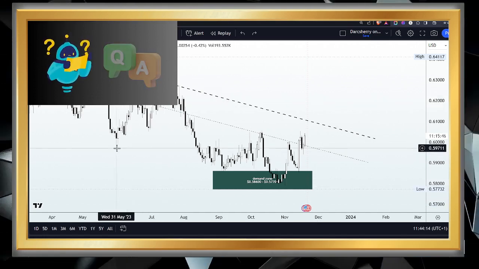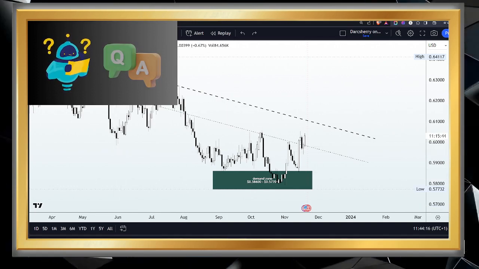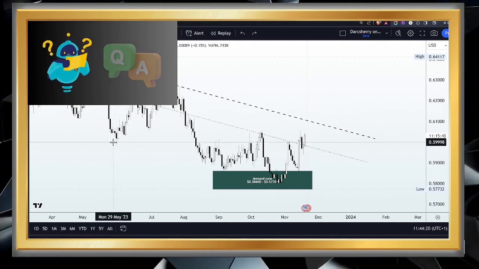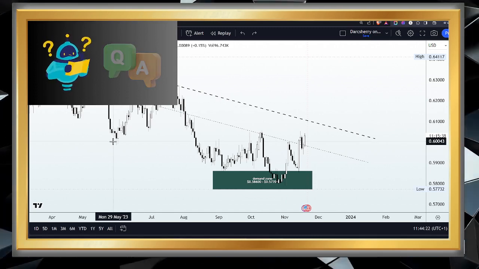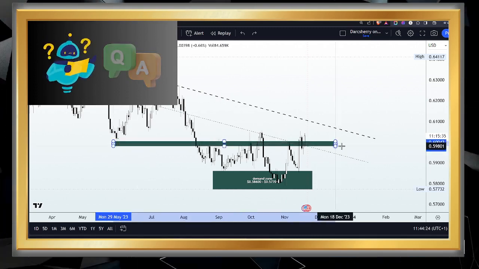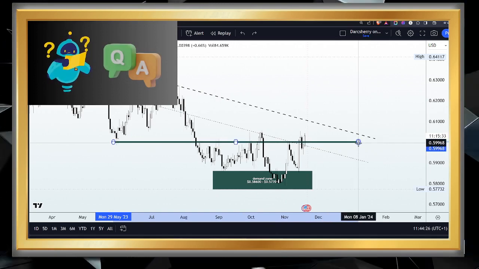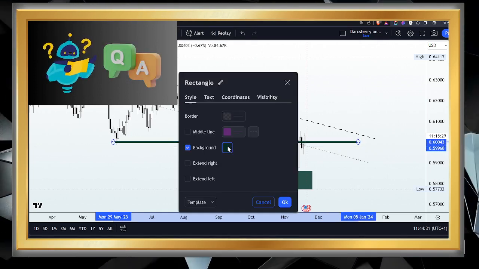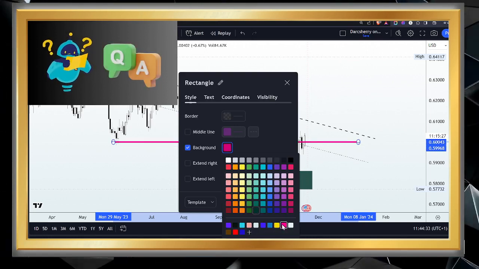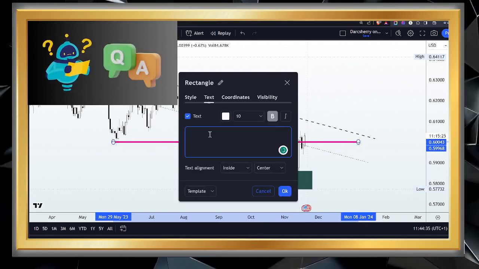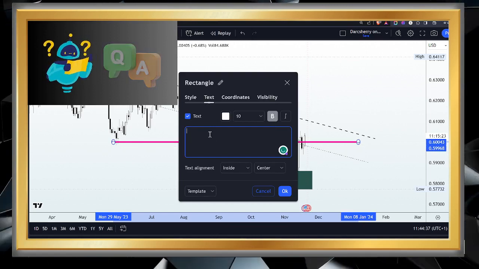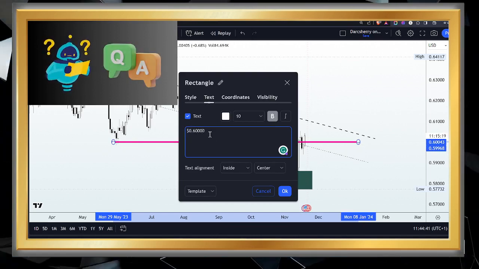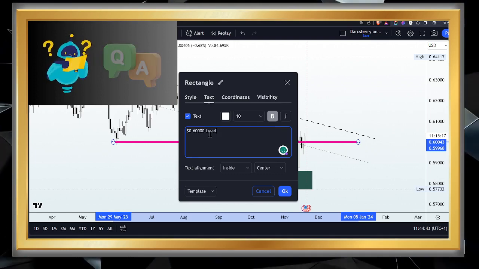And if we move left, in fact, if we go to as far back as the month of May, I think we can have a structure to play around with, which falls exactly at a strong psychological level at the 0.600 area. And of course, I usually like my key level to be distinct, so I'll give it a pink color. And then we label this area the 0.6000 dollar level. So that is our key level for this week.